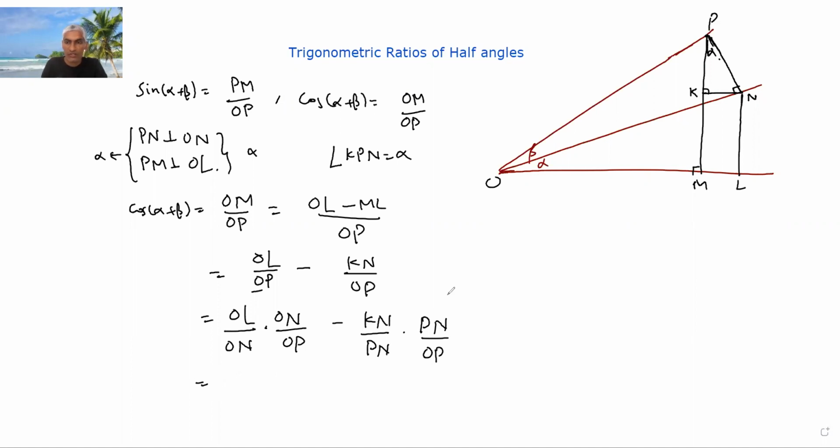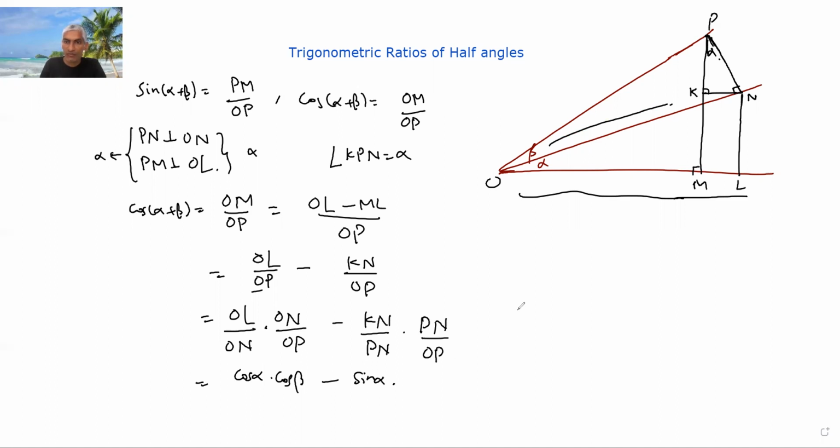So what is OL by ON? OL by this ON. By definition, it is adjacent by hypotenuse, it is cos alpha. What is ON by OP, you see? ON by OP in the triangle ONP is adjacent by hypotenuse, it is cos beta. KN by PN in the small triangle KPN, KN by PN is opposite by hypotenuse for alpha. So it is sin alpha.